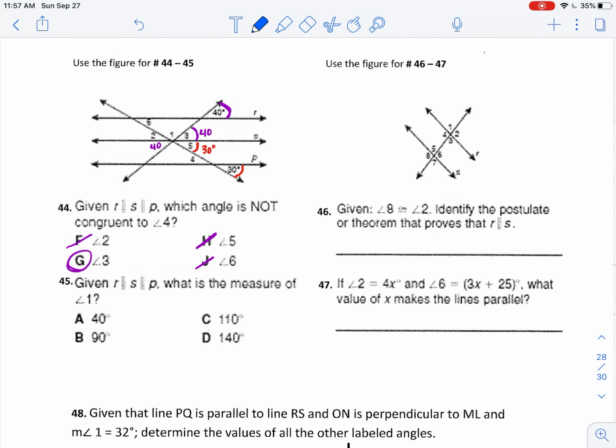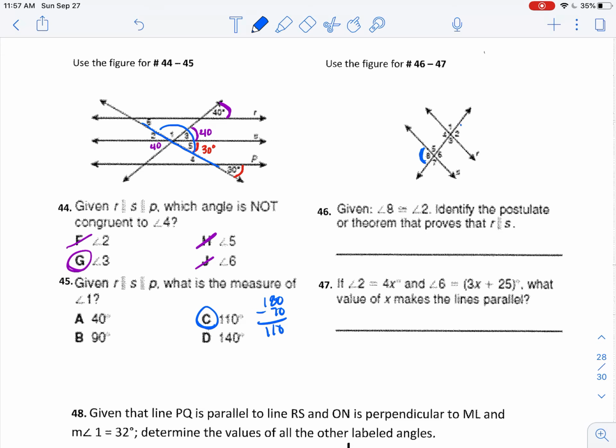Well, I know that these three angles are going to have to be 180 because they're on this straight line. So if I have one angle that's 40 and one that's 30, that adds to 70. So 180 minus 70 is 110, and that would be C.